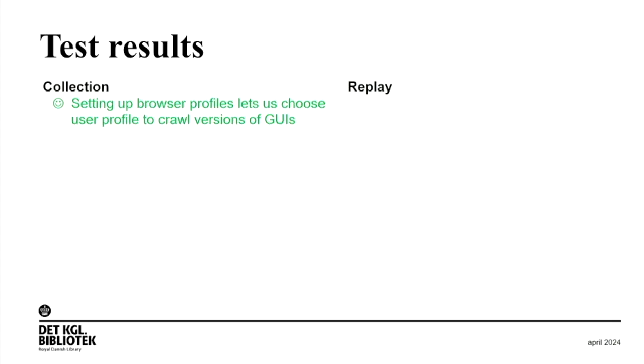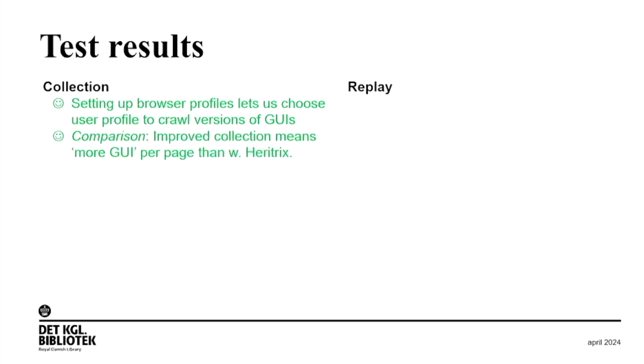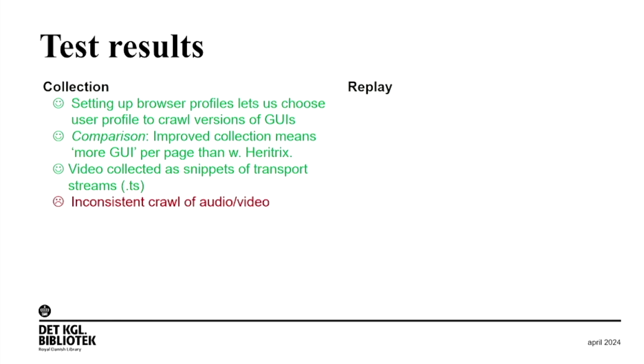But the test results: setting up the browser profiles that let us choose browser user profiles to crawl different versions of GUIs is an absolute win and a plus in this. And we do see improved collection, which means more graphical user interface per page than we did with the Heritrix crawls. We do get video. We get snippets of transport streams, and I'll come back to that.